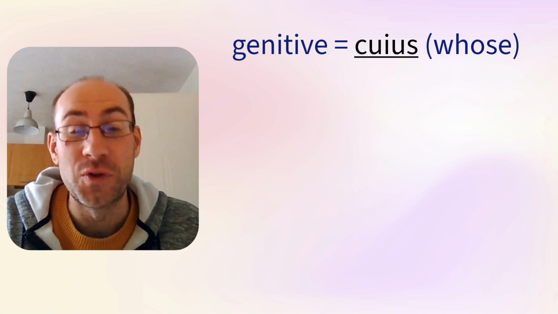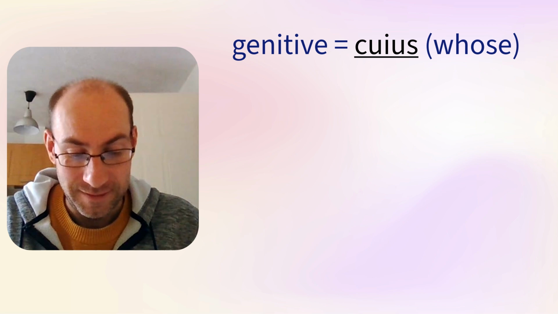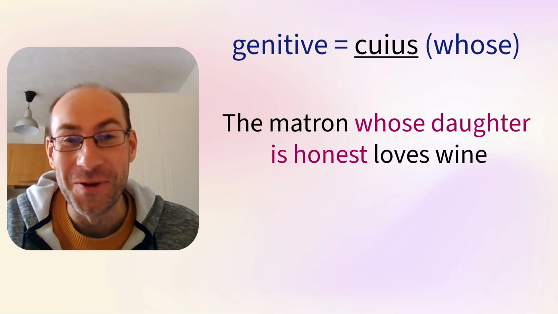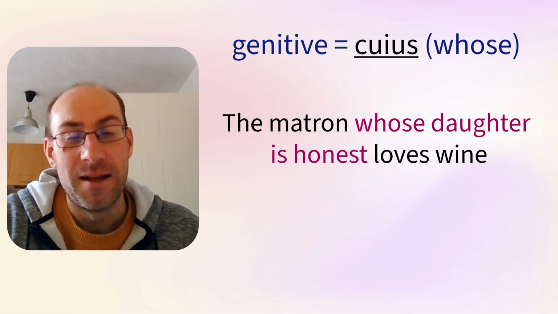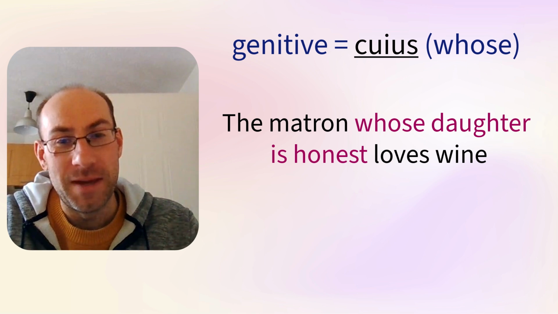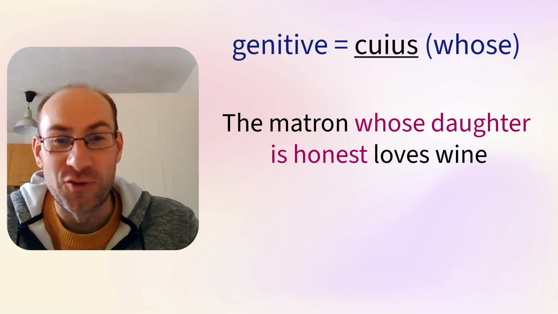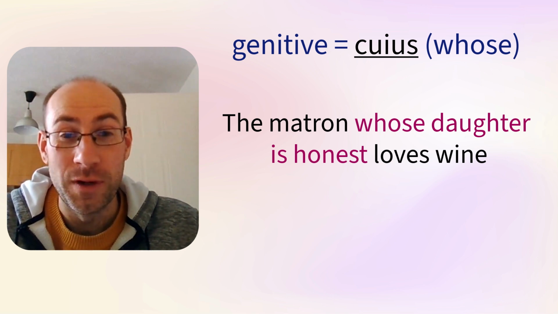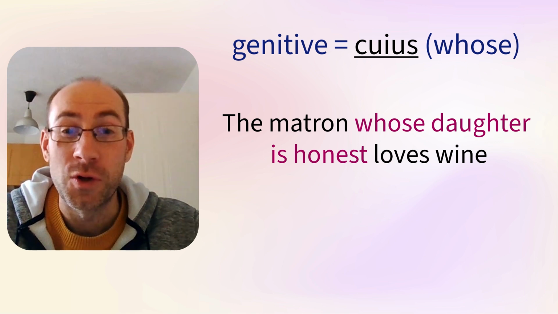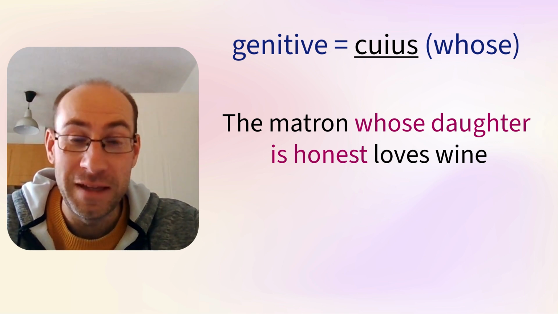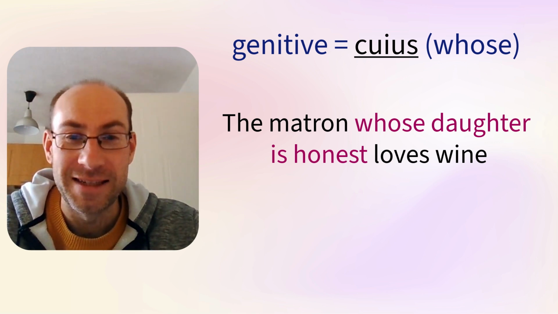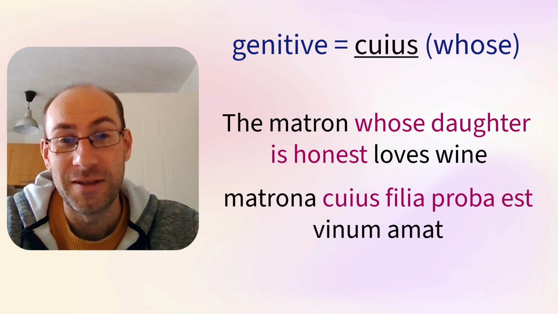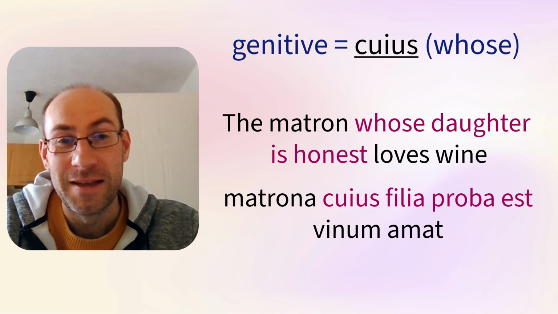The matron whose daughter is honest loves wine. The matron whose daughter is honest loves wine. Main clause, the matron loves wine. Matrona vinum, neuter, amat. Matrona vinum amat. Whose, cuius, daughter, filia proba est. Do you remember that one? Probus means honest, good-natured, good. Proba, feminine.